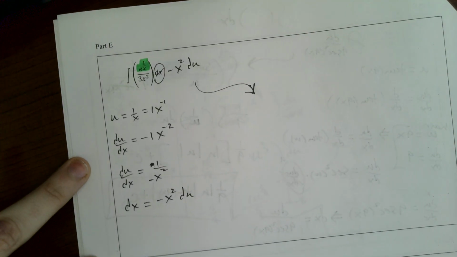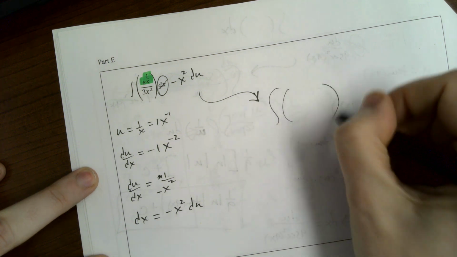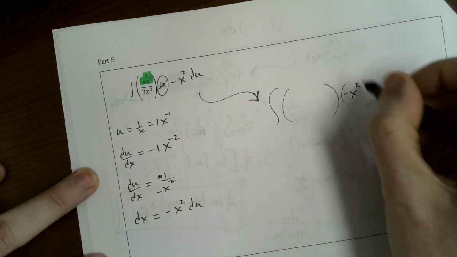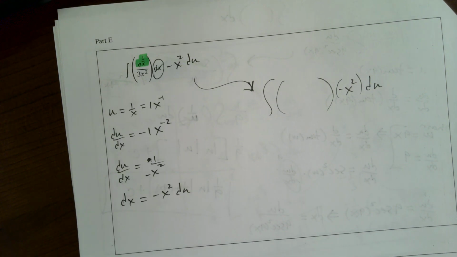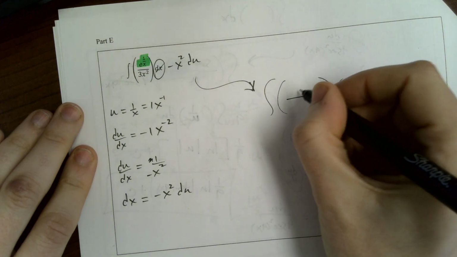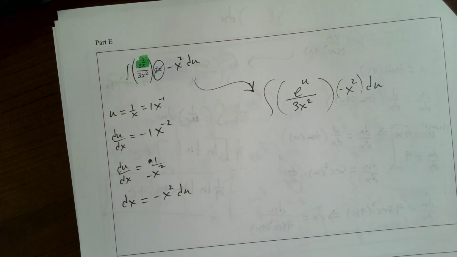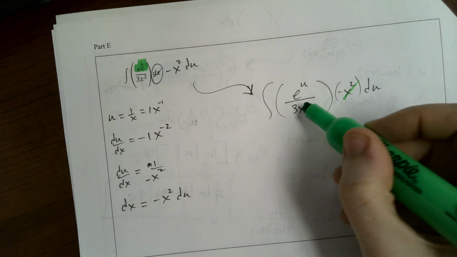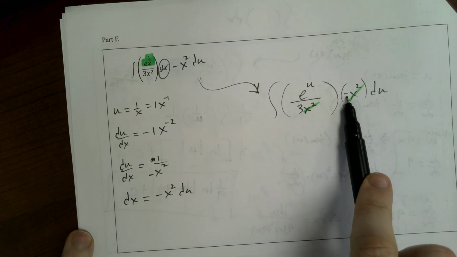Alrighty. So we need all of the x's to cancel and just have u. Let me put it in parentheses so it doesn't look like subtraction. Negative x squared du. And then this is e to the u over 3x squared. All right, guys, and it does happen. This x squared is on top. This x squared is on the bottom. They are canceling. Careful not to forget this negative.